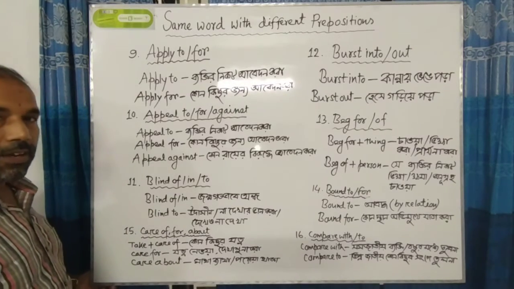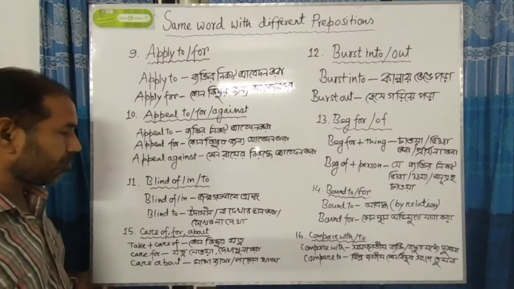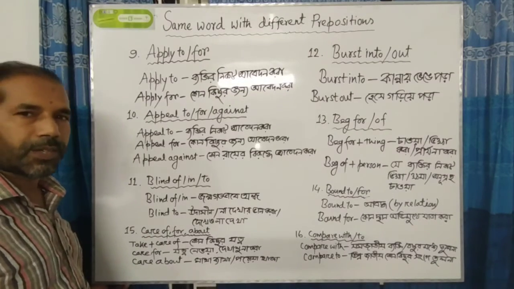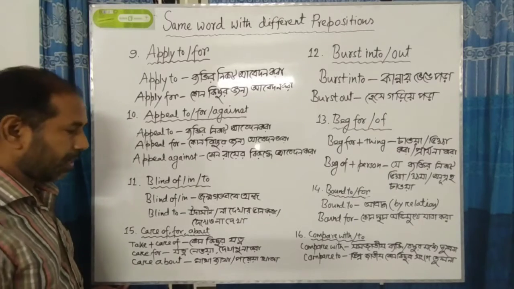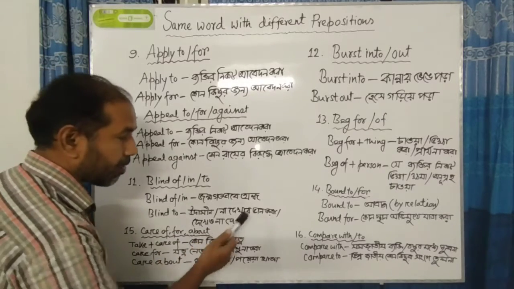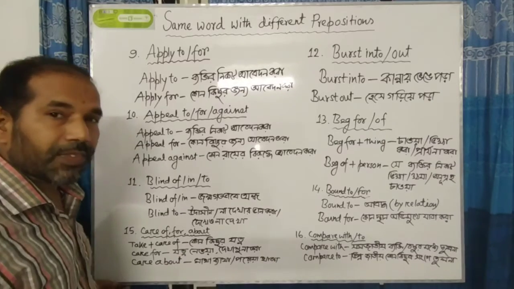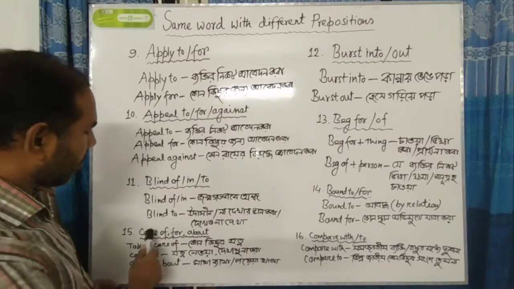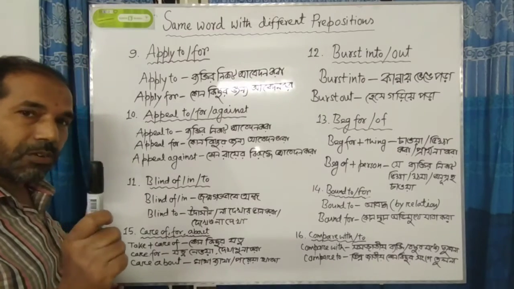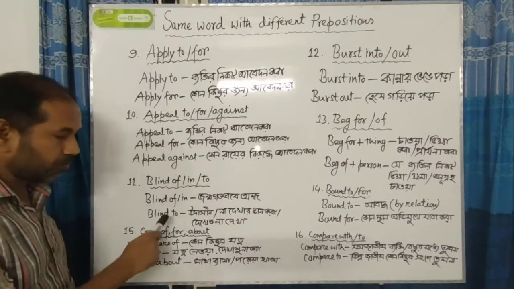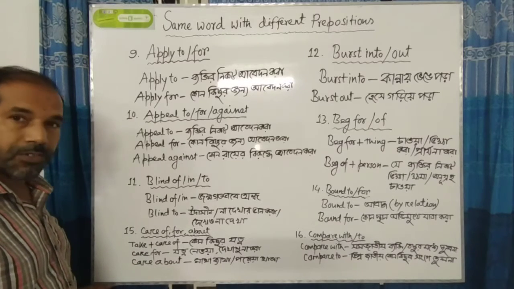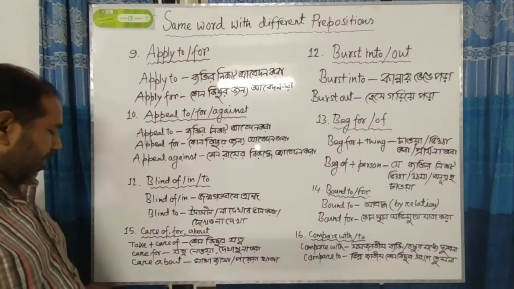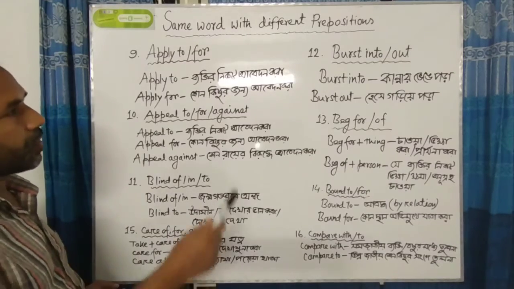But blind to is used when anybody is averse to anything. That is the Bengali meaning, উদাসীন, না দেখার ভান করা, দেখেও না দেখা. In that case, we have to use blind to. So dear students, you have to memorize the meaning of these two prepositions very well for your better preparation for the examination.